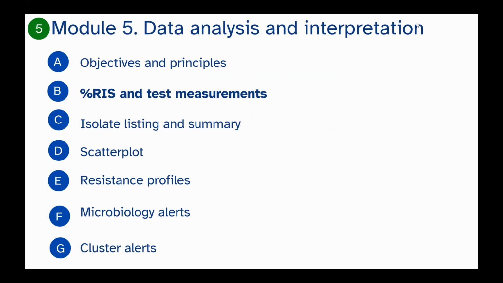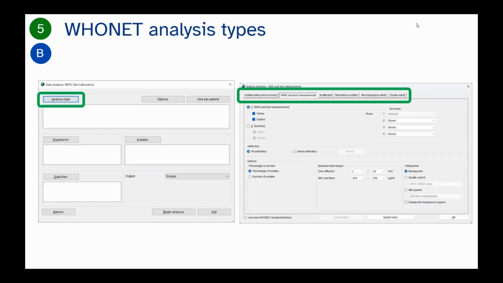We'll now go through each of the WHONET analyses to discuss the value and the interpretation of the results, starting with percent resistant, intermediate, susceptible, and test measurements. Here on the left, you see the analysis screen that we saw in module number 4. When I click on analysis type, on the right, I see the 6 kinds of analyses that WHONET offers. And for this first analysis, I will focus on number 2, the percent RIS and test measurements.